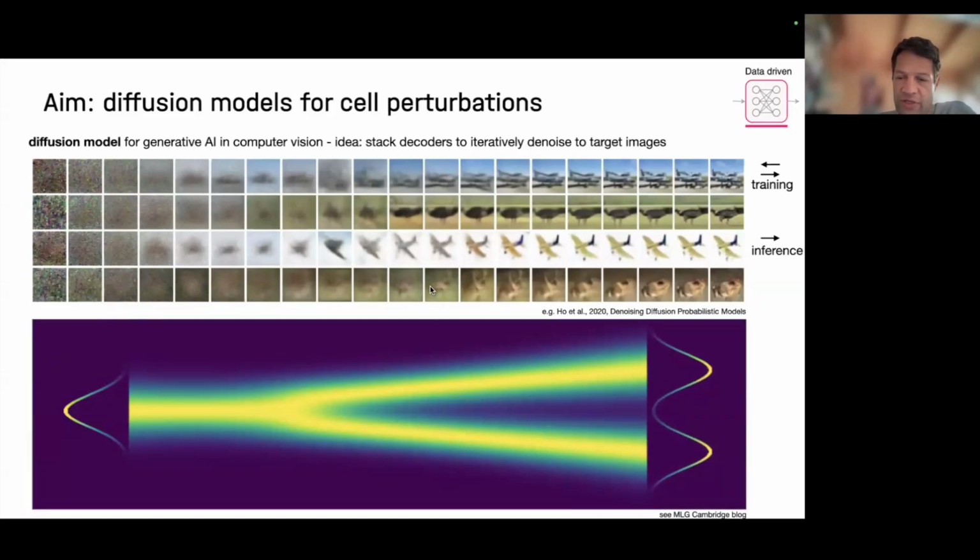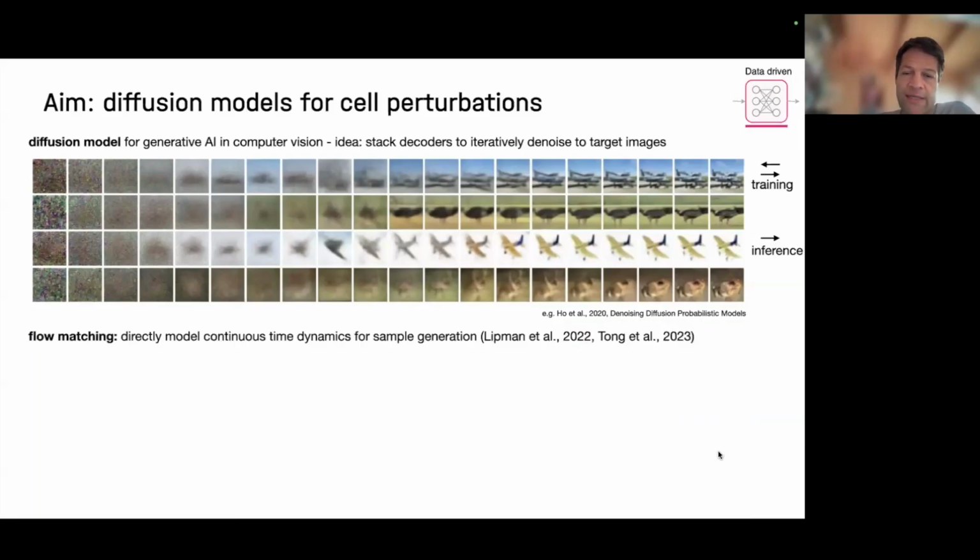Essentially, you have a uniform Gaussian noise type of thing, and you get to this bimodal distribution that makes something interesting. Of course, the way this is mostly done nowadays is not this stochastic way, but flow matching, a more deterministic type of approach, and this is what we're actually going to employ here.